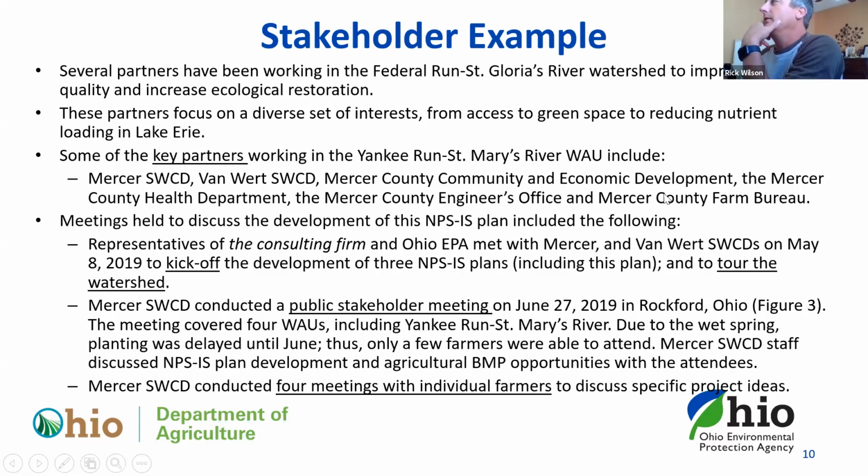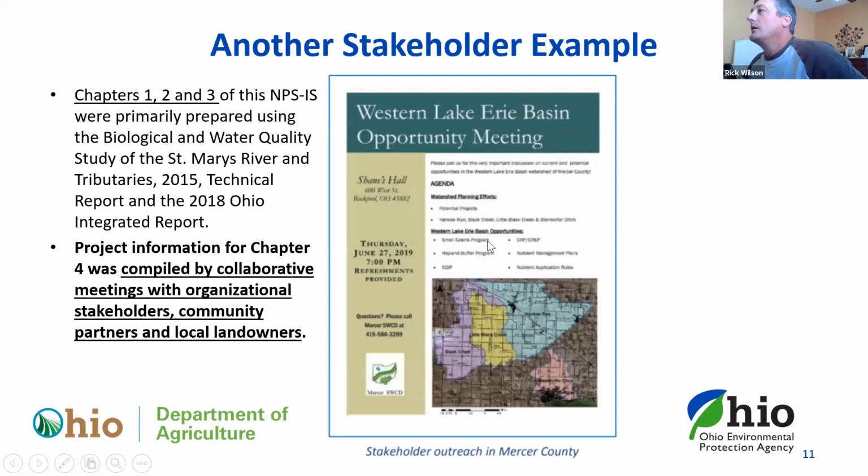First, there's a list of those who were involved, the key partners working in it, and then exactly what was done. Representatives of the consulting firm and EPA had a kickoff meeting. There's a public stakeholder meeting in Rockford. It covered various 9-element plans, and then 4 additional meetings. That same example in the 9-element plan actually provided a document showing what the outreach flyer was about.